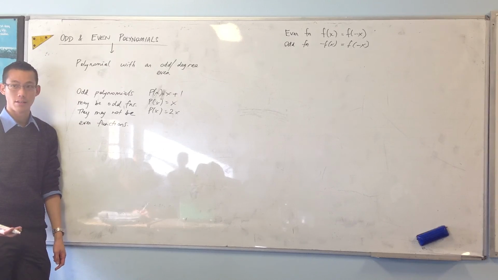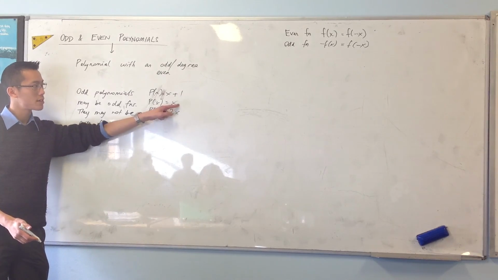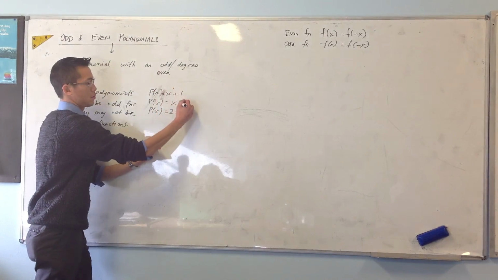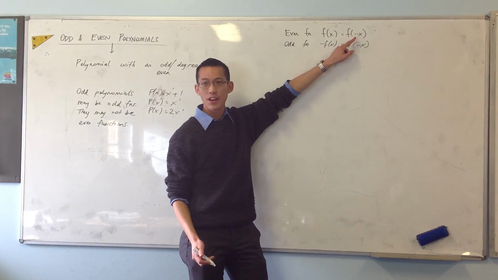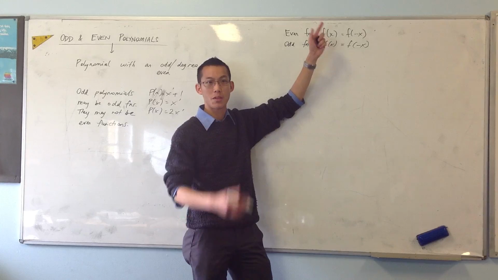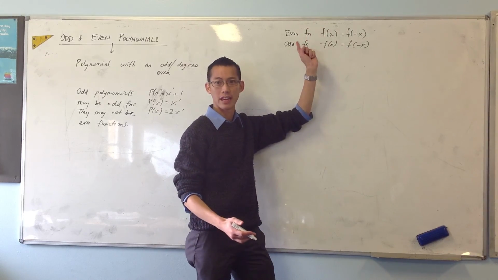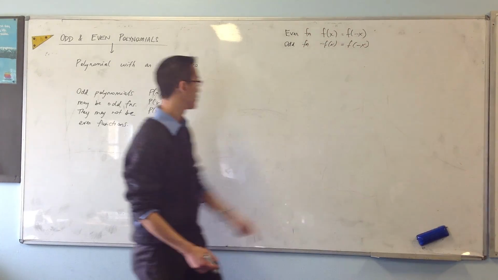You won't actually be even, because when you've got this degree here, which is 1, when you put in a minus sign, it's never going to be equal to itself with the positive value, or vice versa. The positive value will never be equal to the negative one.